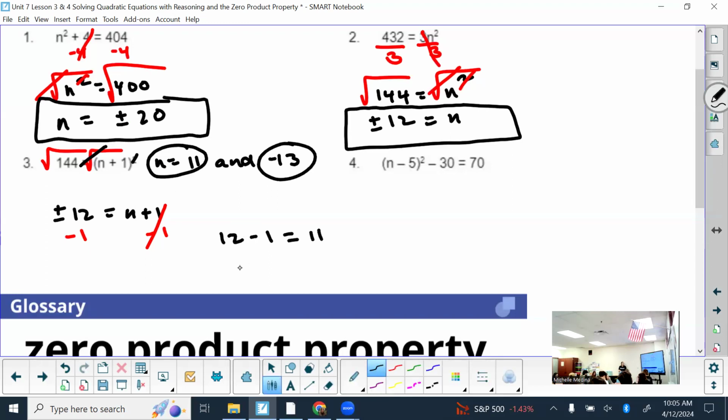Then by all means, but this is what we did. We did the plus 12, the negative 12, minus 1. Table 2, what are my two solutions for number 4? -5 and +15.